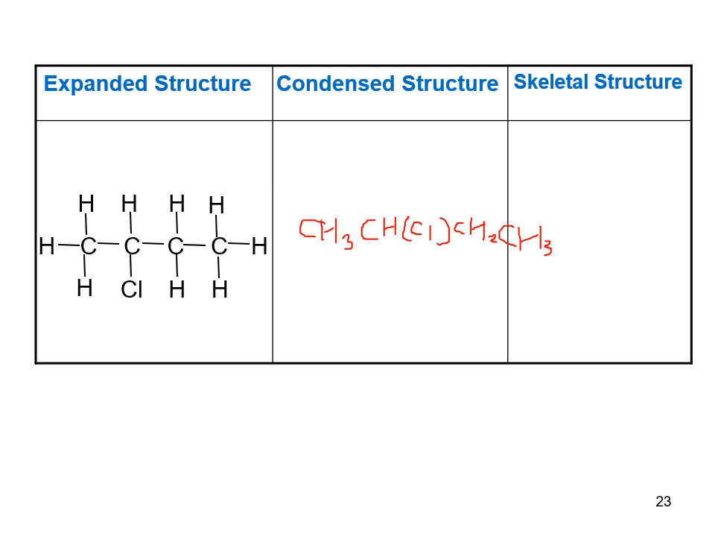Okay, for skeletal structure, we know there are 4 carbons, so 1, 2, 3, 4. Then carbon number 2, there's a chlorine. Carbon 1, carbon 2 with chlorine, carbon 3, and carbon 4. So this is the skeletal structure.